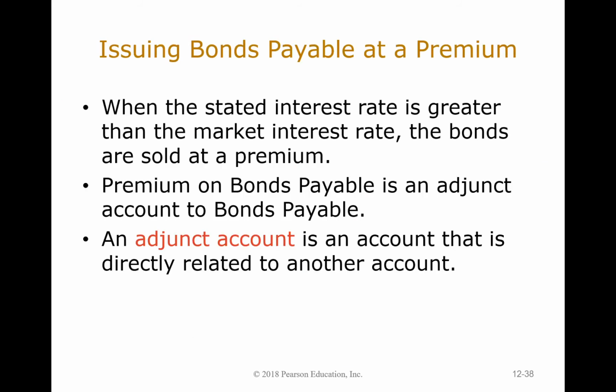Now, if we issue bonds at a premium, that's when we have the rate on the bond higher than the market rate. And this makes it more attractive to investors, because you can invest your money in a situation like this and receive more than you would on the open market. So premium bonds payable is an adjunct account to bonds payable, which means that it's directly related to that account.